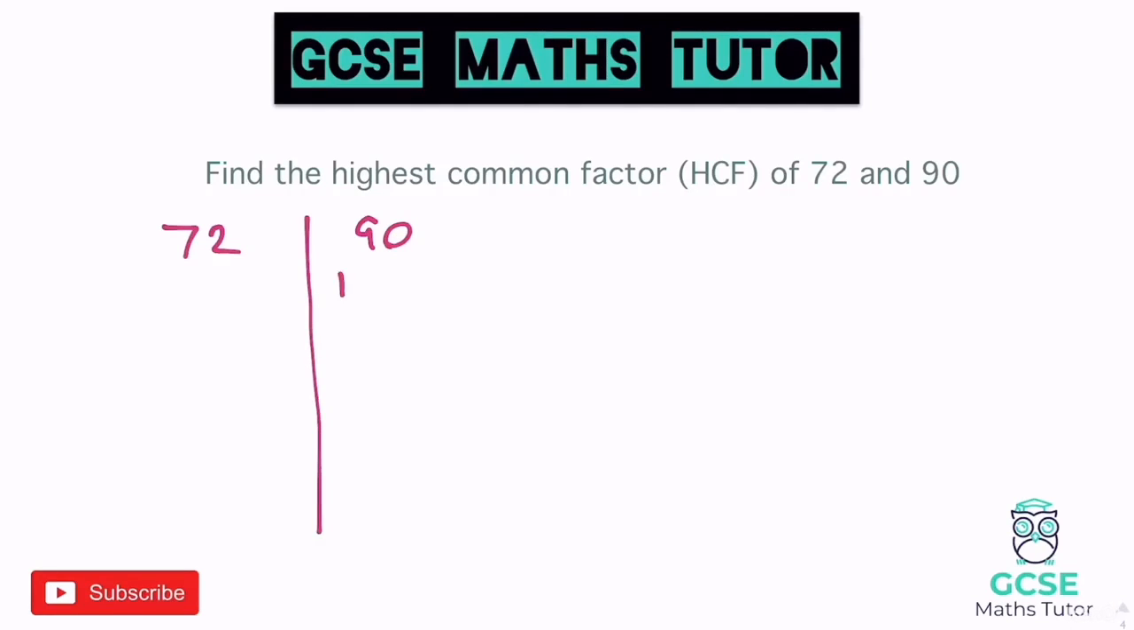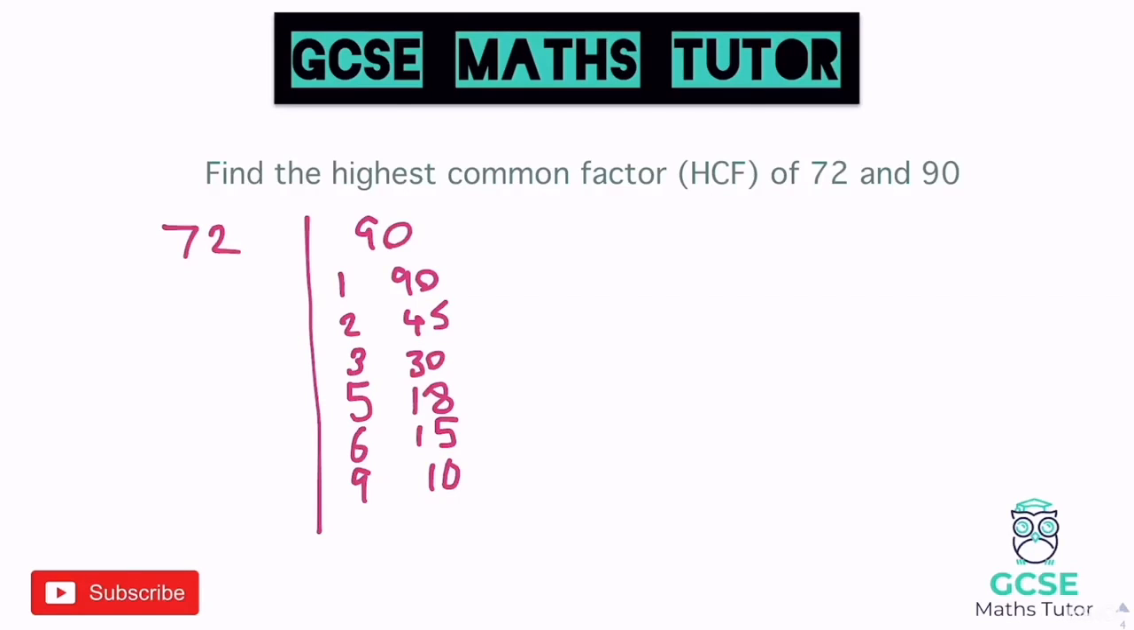Let's start with 90. 1 and 90. 2 and 45, 3 and 30. Let's see what else goes in. 4 doesn't go in, 5 does. 5 goes in 18 times. 6 goes in, let's have a think, 15 times. 7 doesn't, 8 doesn't, 9 does. 9 and 10, now the numbers are right next to each other, so there's no more to look at.